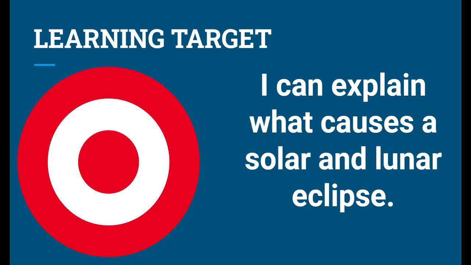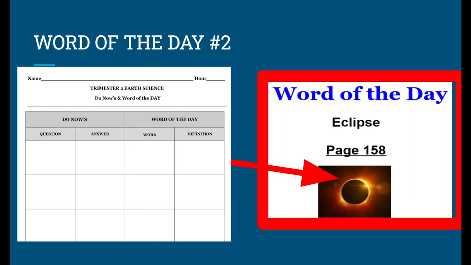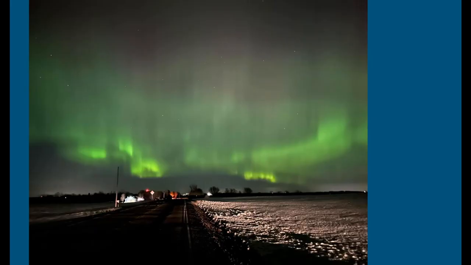Our learning target is I can explain what causes a solar and lunar eclipse. Our word of the day will be eclipse, and you can find that definition on page 158. And then I will talk briefly about a somewhat rare phenomenon that we got to experience last night. We had the aurora borealis, and since we're in the sun unit, I felt like we should just talk about it for just a minute.